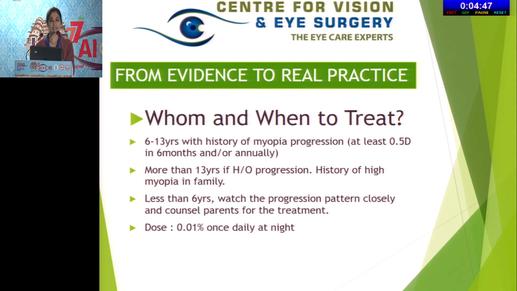For less than 6 years children, we need to have a watch out, especially if the parents are high myopic, and counsel parents subsequently for the treatment, because as you would know that this treatment is not for a year or so. You really have to monitor the patients minimum for 2 years, then you have to again monitor for next year for a rebound. And 0.01% dosage is given once daily at night.